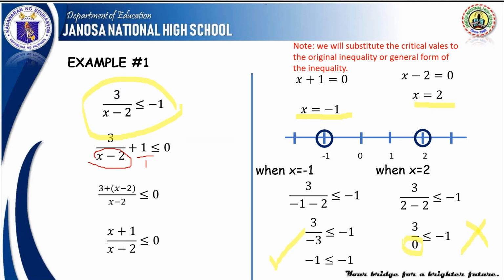So, we call this critical value an extraneous solution. Meaning, at first glance, you think it is correct because you got the value. But when you substitute it in the original inequality, it becomes incorrect.